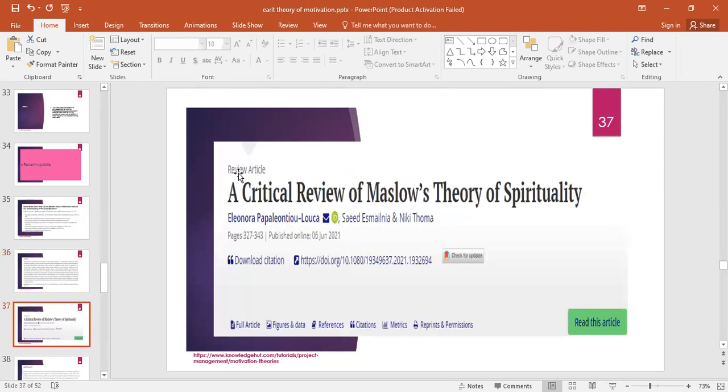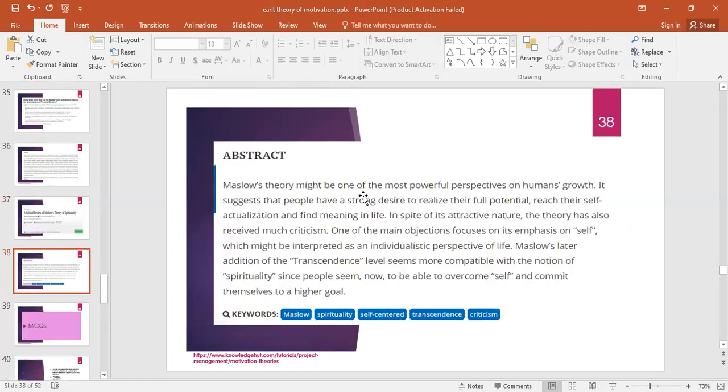This is another article, a critical review of Maslow's theories of spirituality. Maslow's theory might be one of the most powerful perspectives on human growth. It suggests that people have a strong desire to realize their full potential, reach self-actualization, and find meaning in life. In spite of its attractive nature, the theory has also received much criticism. One of the main objections focuses on its emphasis on self, which might be interpreted as an individualistic perspective of life. Maslow's later addition of the transcendence level seems more compatible with the notion of spirituality, since people are now able to overcome self and commit themselves to a higher goal.